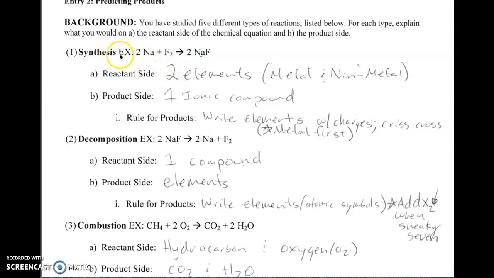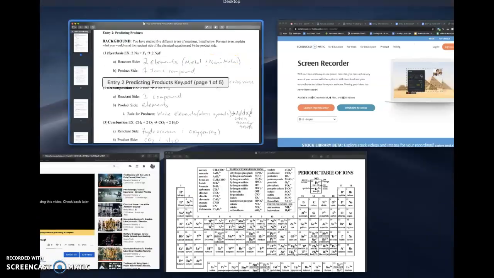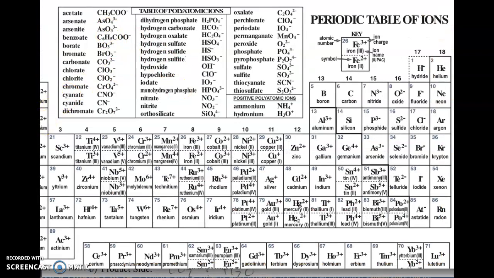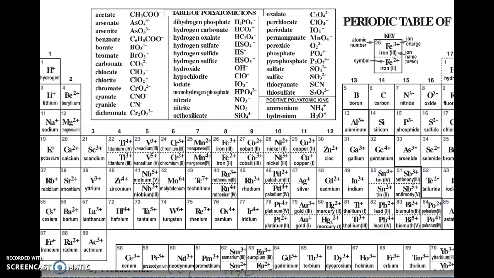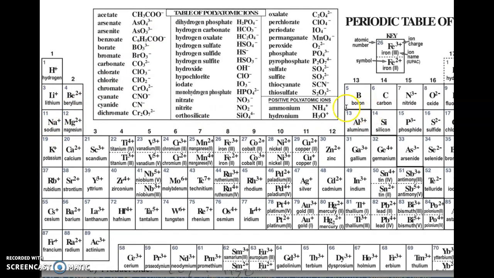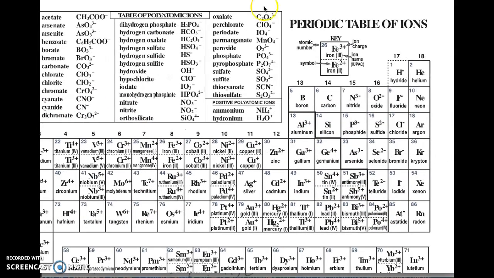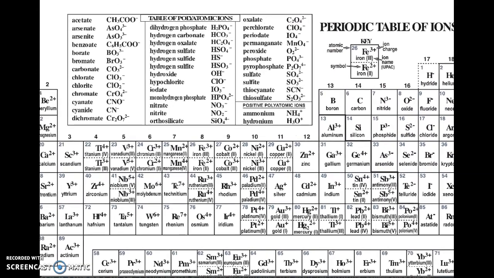So in a synthesis reaction, I'm going to have 2 elements. In this case, it's Na and F. Na is a metal, F is a nonmetal. Remember, on our periodic table, Na is a metal. It's going to be right here. Okay, so we have our staircase right here that separates our positively charged metals from our negatively charged nonmetals. And in this case, just realize that anytime you have a positively charged ion with a negatively charged one, you're going to crisscross charges. So we have our polyatomic ions here as well.